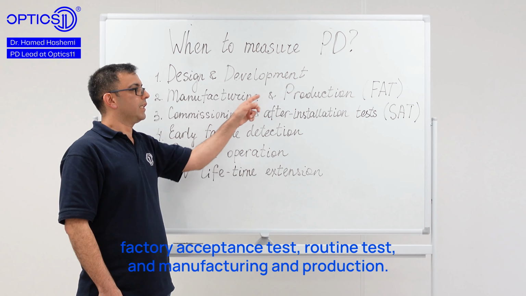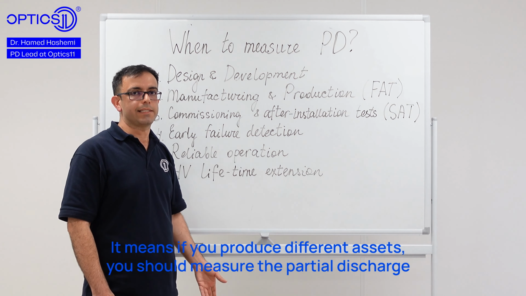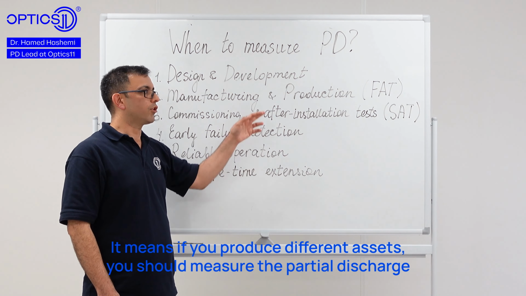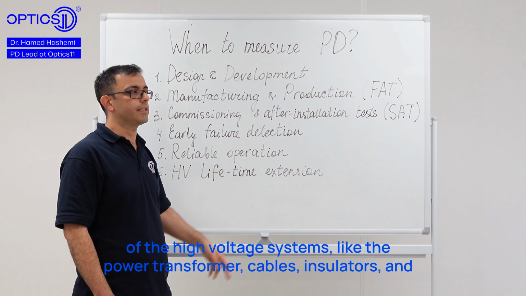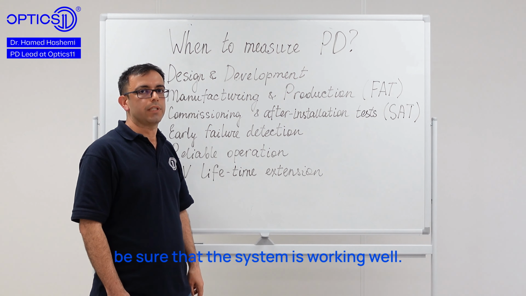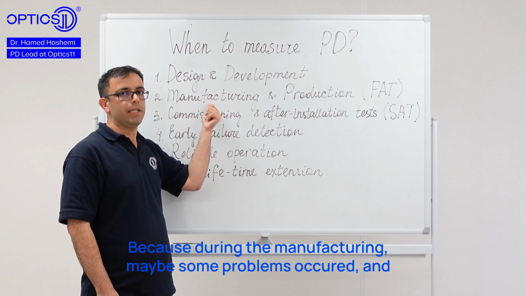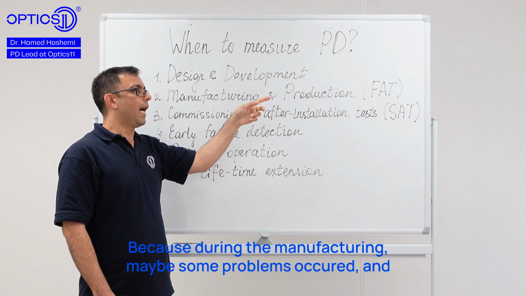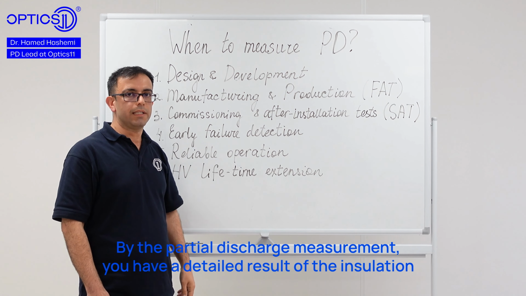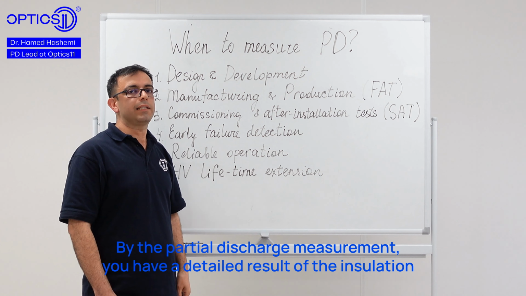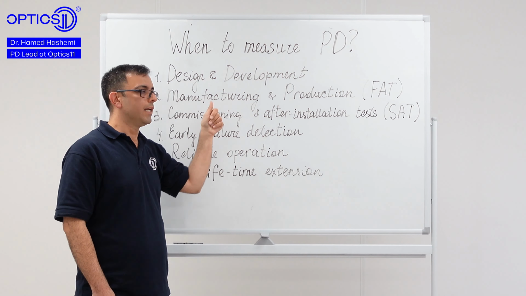The second step that you measure the partial discharge is related to the FAT, Factory Acceptance Test, Routine Test, and Manufacturing and Productions. It means if you produce different assets, you should measure the partial discharge of the high voltage systems like the power transformer, cables, insulators, and be sure that the system is working well. Because during the manufacturing, maybe some problems occur, and everything should be under control. By the partial discharge measurement, you have a detailed result of the insulation and dielectric that you have produced.